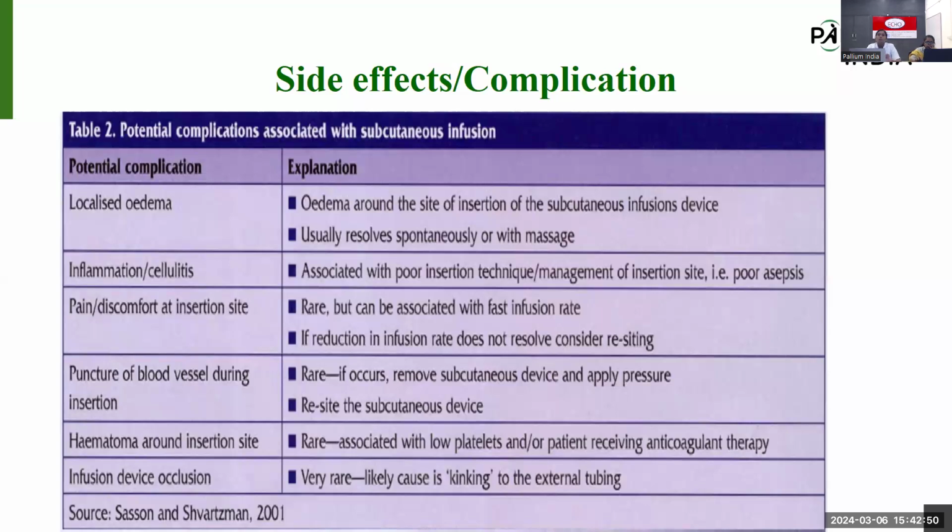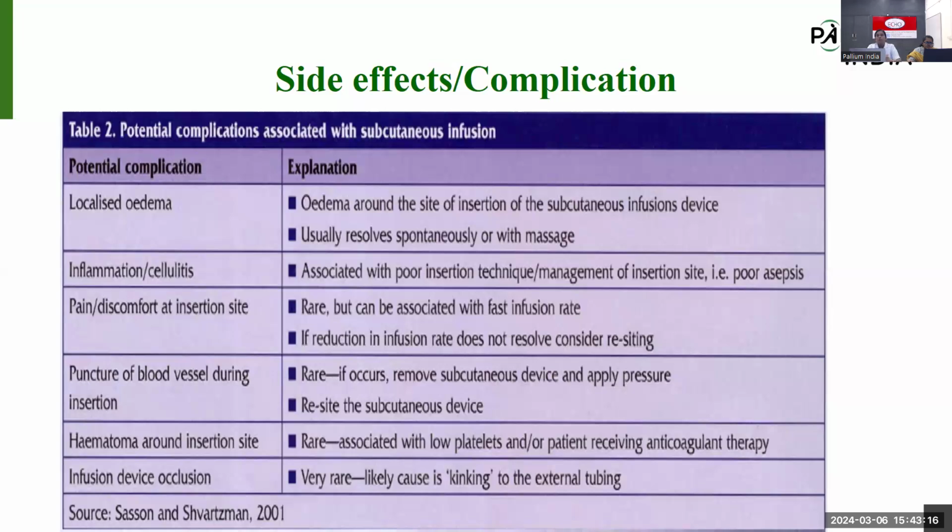Then hematoma around insertion site. It is very rare, but if some patients have a low platelet count, or if the patient is receiving anticoagulant therapy, there is a chance of development of hematoma around the insertion site. So we should check the platelet count, and if there is any history of anticoagulant therapy, we should assess.